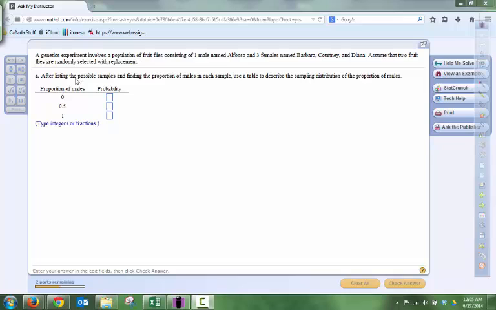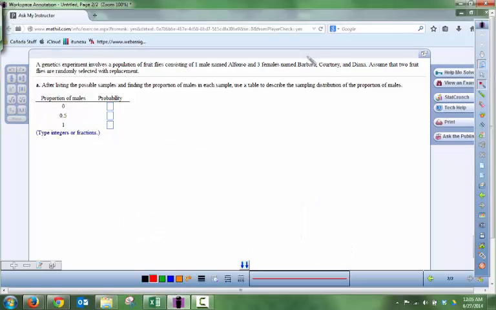Alright, so what we want to do is list all the samples, and then find the proportion of males in each of the samples. So we'll just let Alfonso be A, and then Barbara's B, Courtney's C, and Diana's D. So what are the possible combinations?